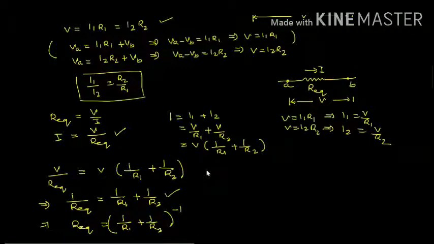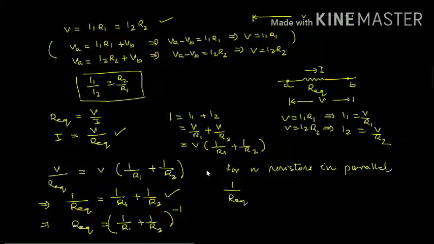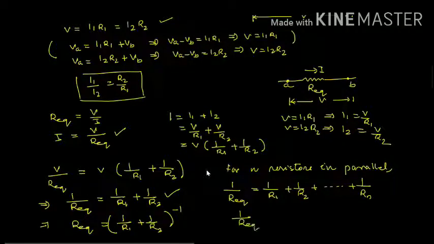This result can be generalized to any number of resistances in parallel. So for n resistors connected in parallel, the equivalent resistance can be found from the following formula: 1 by R equivalent is equal to 1 by R1 plus 1 by R2 plus up to 1 by Rn. So in compact form we can write 1 by R equivalent is equal to summation of 1 by Rj, summing from j equal to 1 to n.